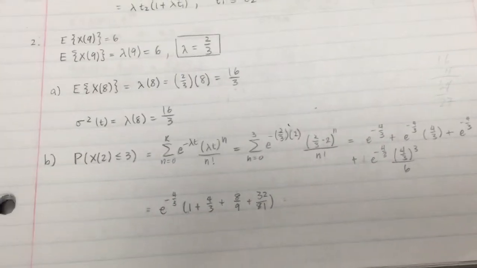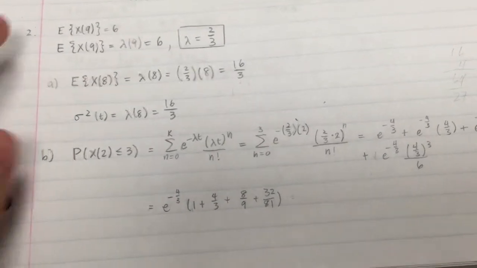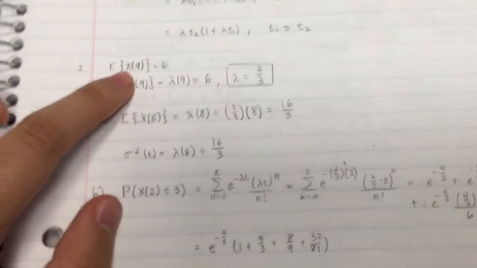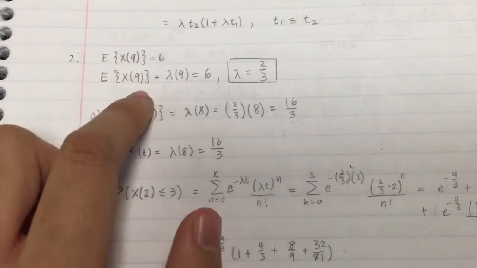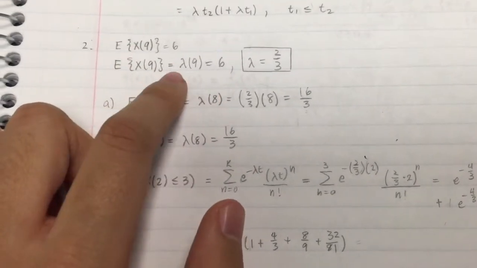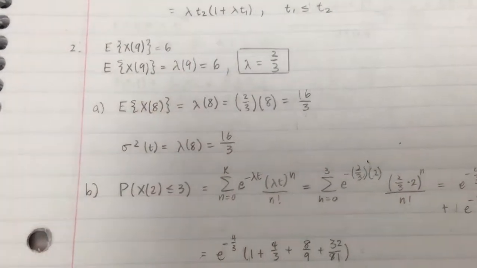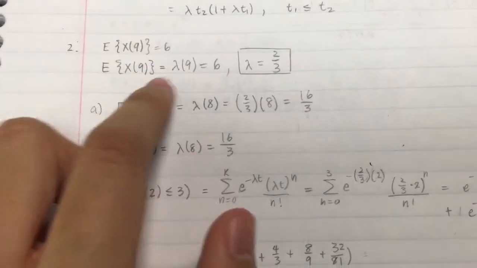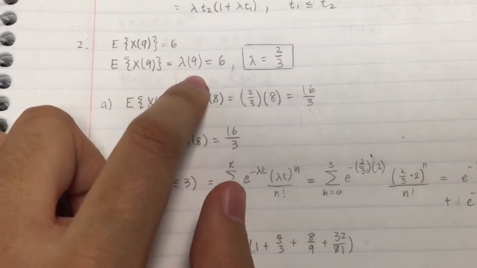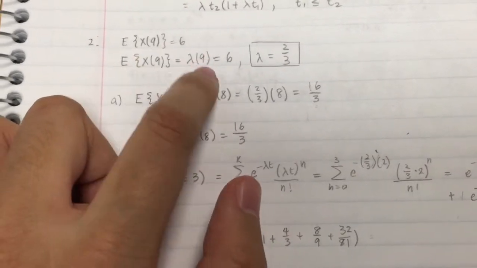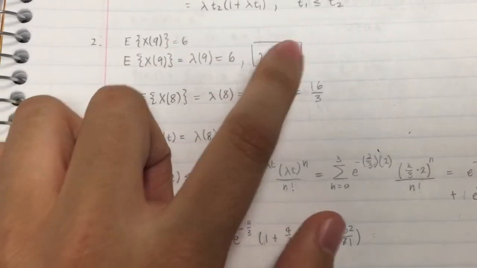So given that the expected value of X(t), where t is 9, is equal to 6, we can find what lambda is, so we can use lambda in the rest of the question. We know the expected value of a Poisson process is lambda times t, and t is 9, so 9 times lambda equals 6, and lambda is 2/3.